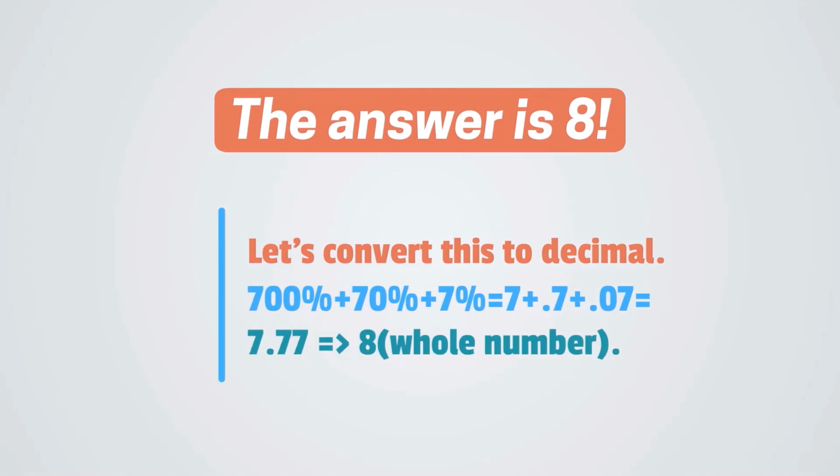The answer is 8. Let's convert this to decimal. 700% plus 70% plus 7% is equal to 7 plus 0.7 plus 0.07, which gives us 7.77. Rounding that, we get 8, which is the nearest whole number.